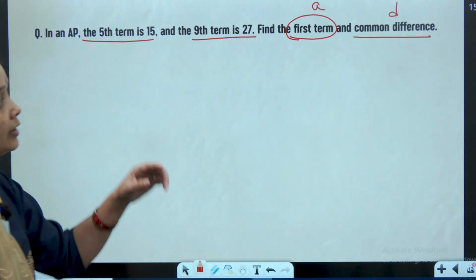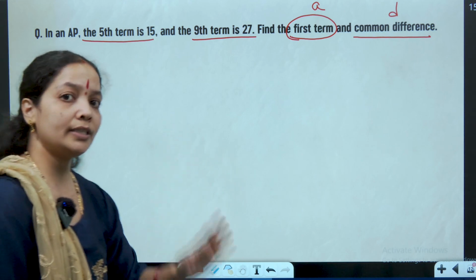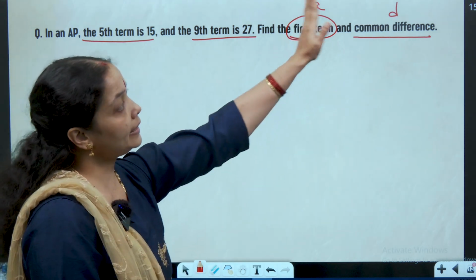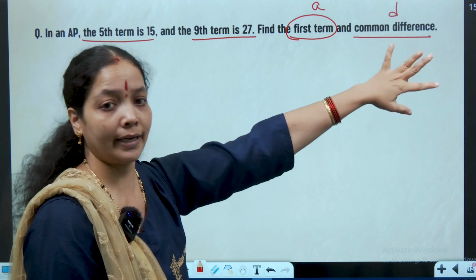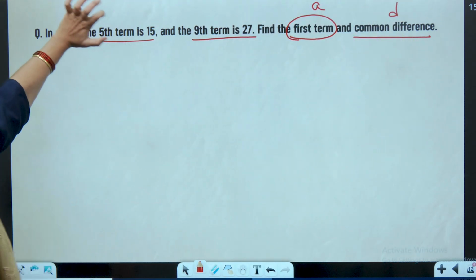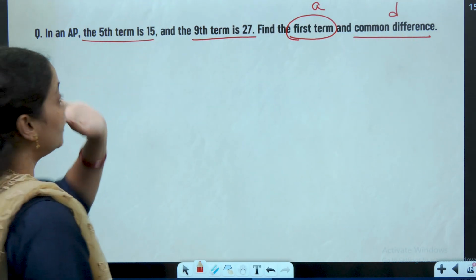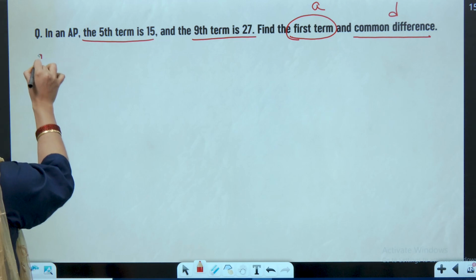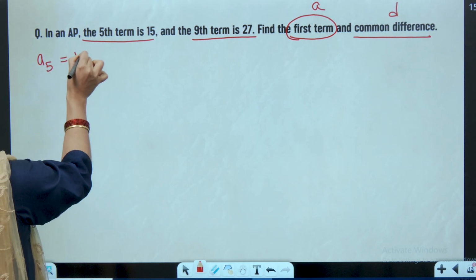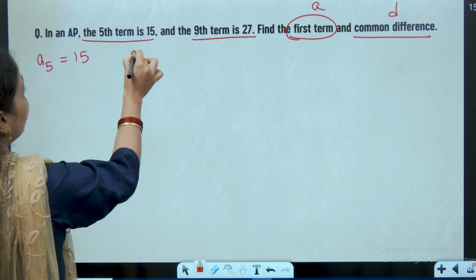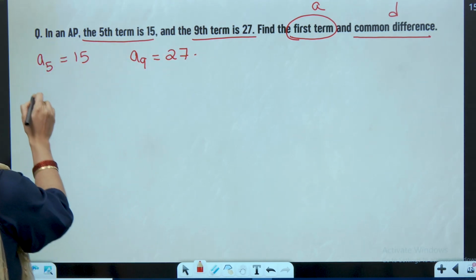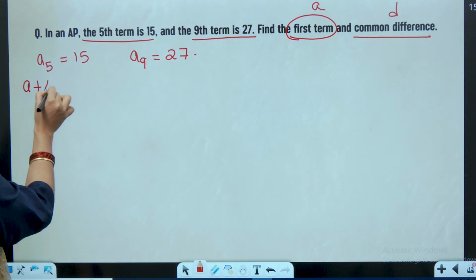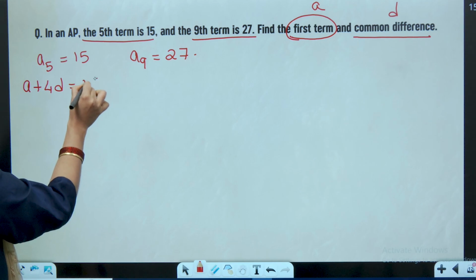Okay. So in all the previous questions till now, whatever we have done, A and D were given. In this question, they are asking us to find A and D. And here, the 5th term and 9th term are given. Okay. 5th term is A5 equal to 15. 9th term is A9 equal to 27. How can I write the 5th term? It's A plus 4D. A plus 4D equal to 15.